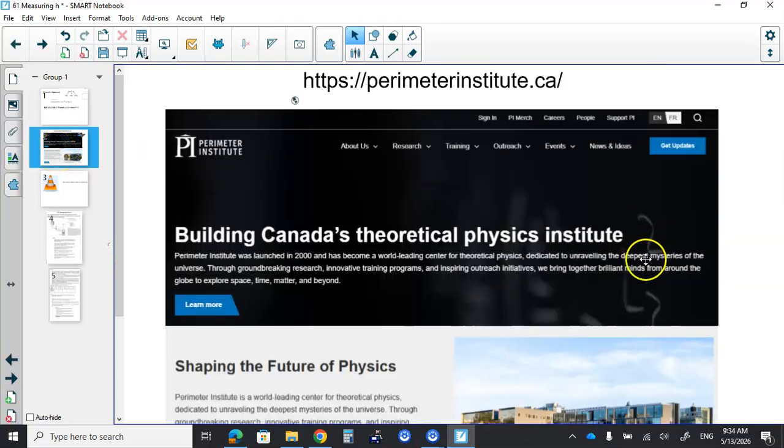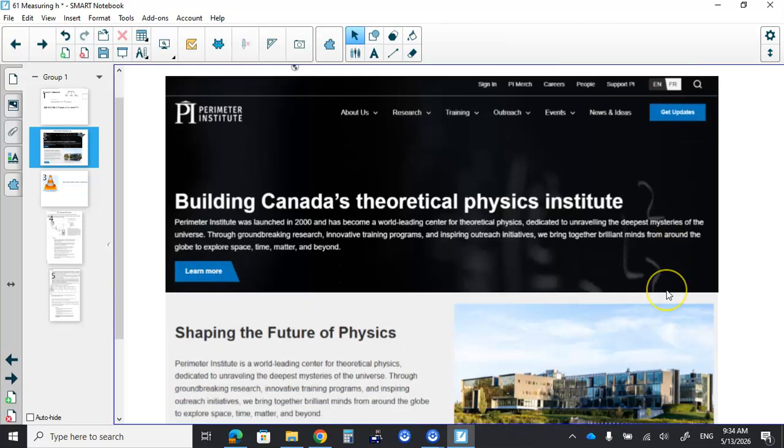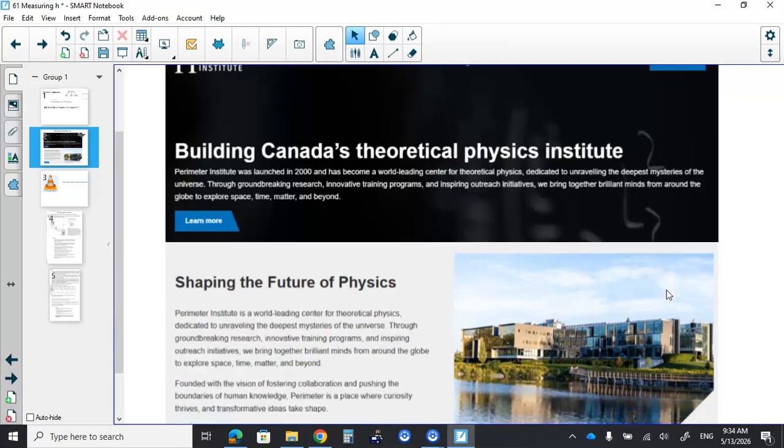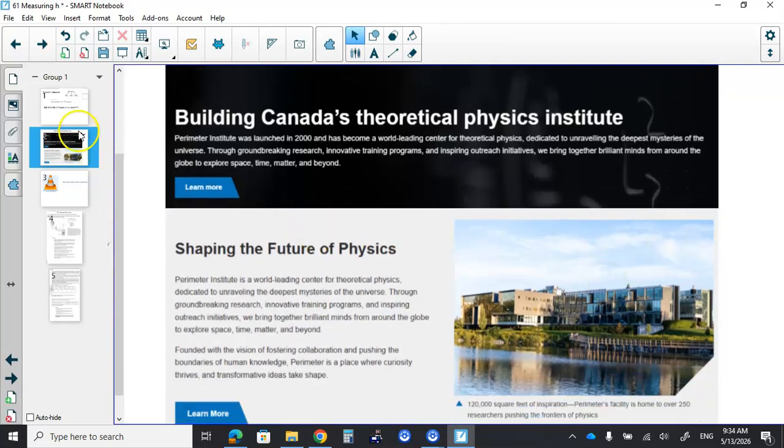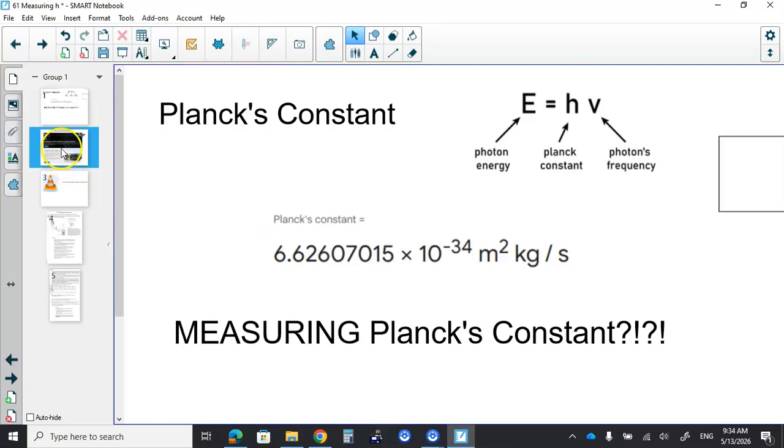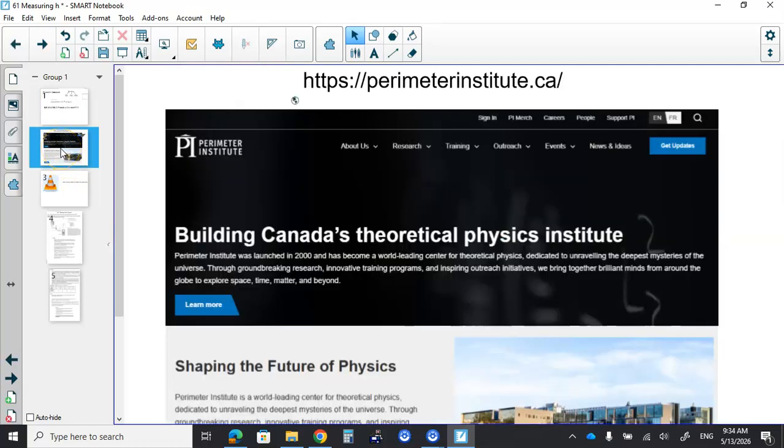So thanks to the Perimeter Institute, I was at a conference a long time ago, and someone mentioned how there's a high school lab where you can measure Planck's constant, and I immediately was like, "Wait, the what now?"